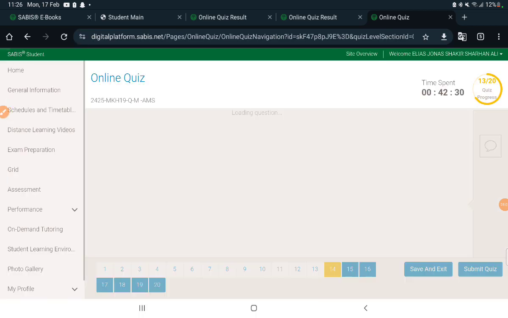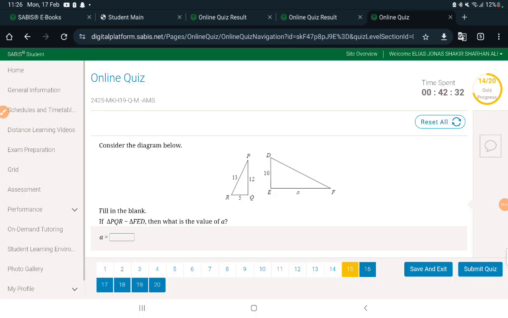Or X, and then just X is XR. We all know that. Okay, so triangle PQR is similar to triangle FED. What is the value of A?